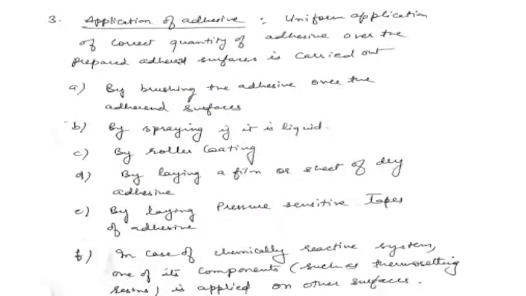So the next step, after preparation of the surface and the preparation of the adhesive, is to apply the adhesive on the surface. That is the application of the adhesive. It is very necessary that a uniform application of the correct quantity of the adhesive over the surface be carried out. So how do you get uniform application? There are the following ways to apply the adhesive on the surface to get that uniformity.